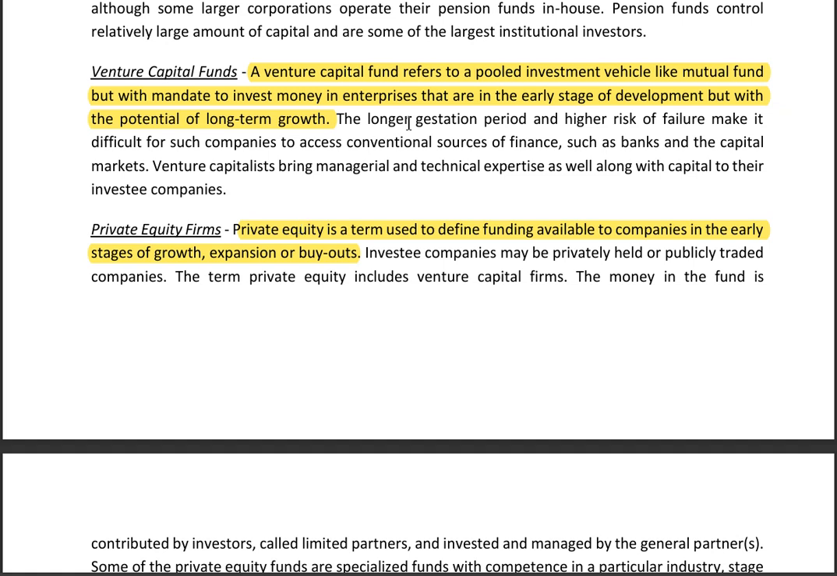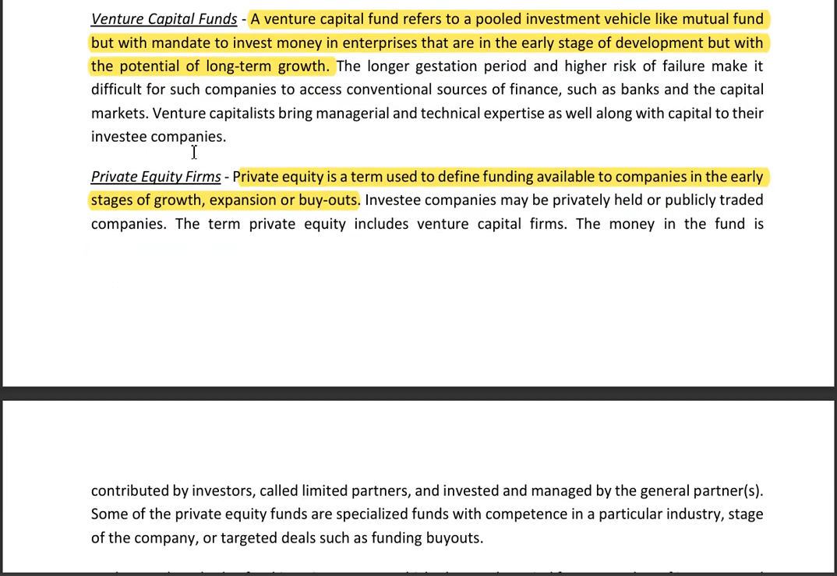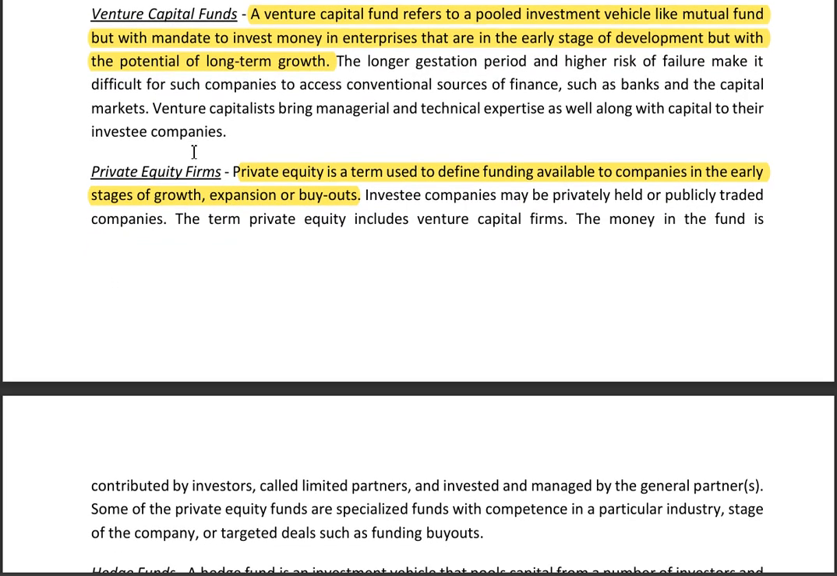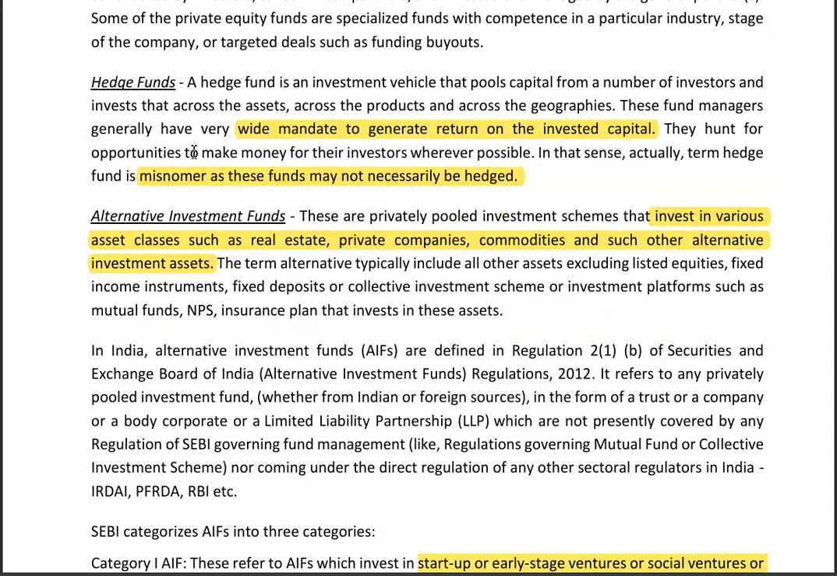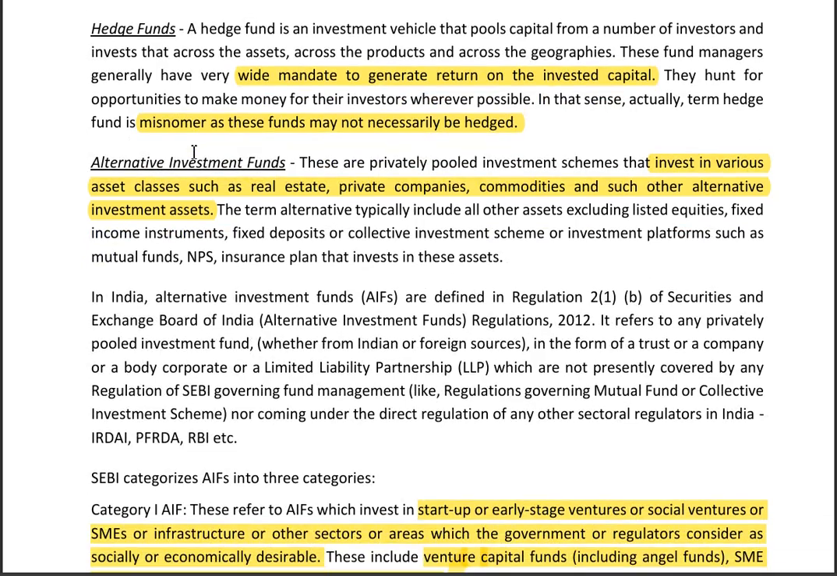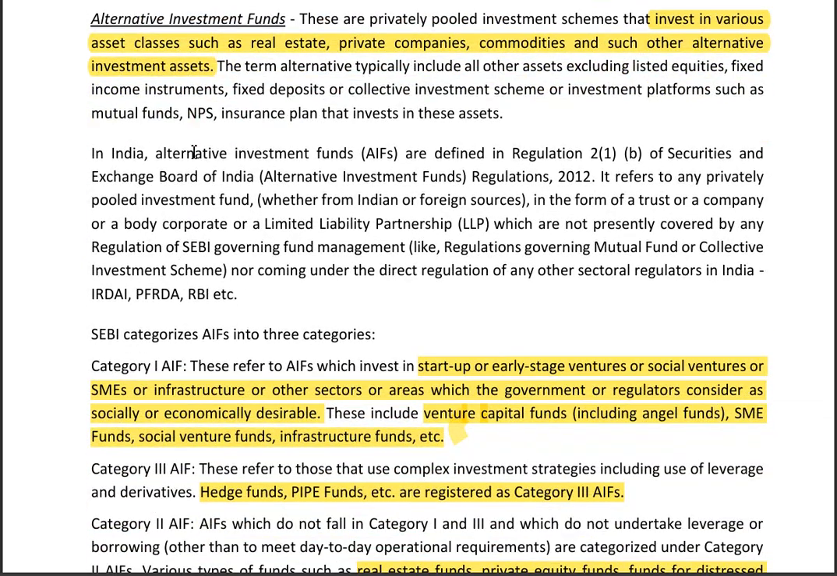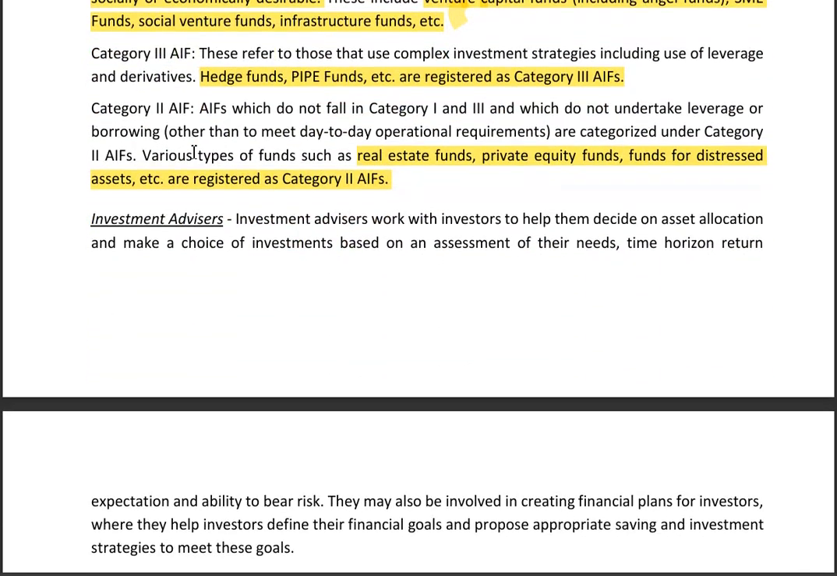Venture capital funds: the first pooled investment vehicle, like a mutual fund, but with a mandate to invest money in expertise. PEs are of early stage growth for expansion buyouts. Hedge funds are very risky, using derivative products. AIFs are categorized into category one, two, three.